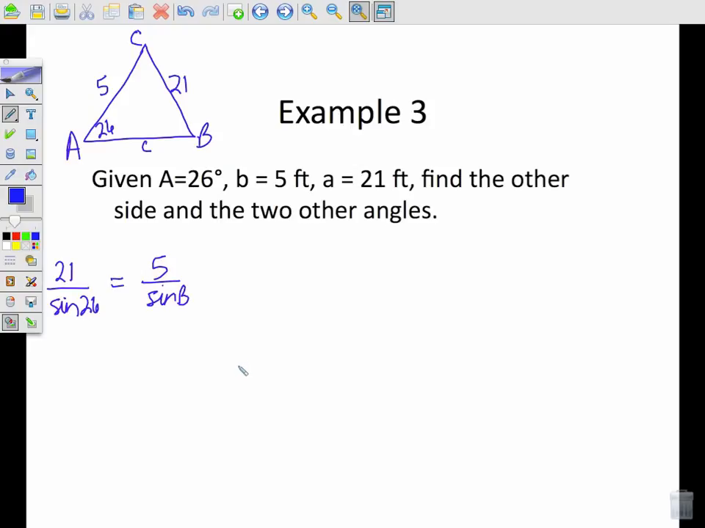Now what happens is that for this problem we get that angle B is equal to 6 degrees. Let's go ahead and finish solving for this triangle. So this is 6 degrees.